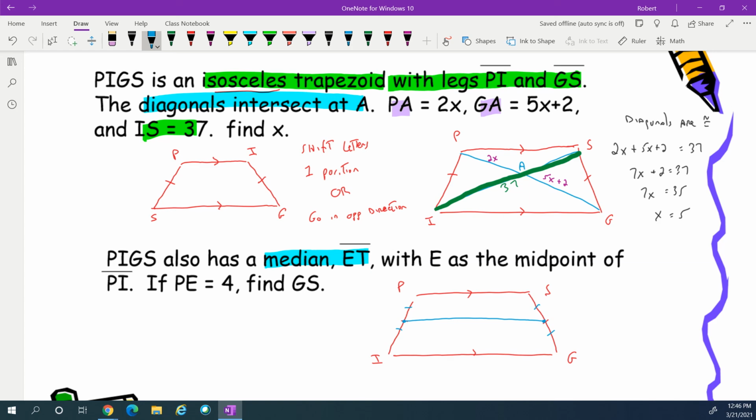E is the midpoint of PI. That means T is on the other side. So we need to read this slowly and draw one little piece at a time. We're told PE is 4. And we are asked to find GS.